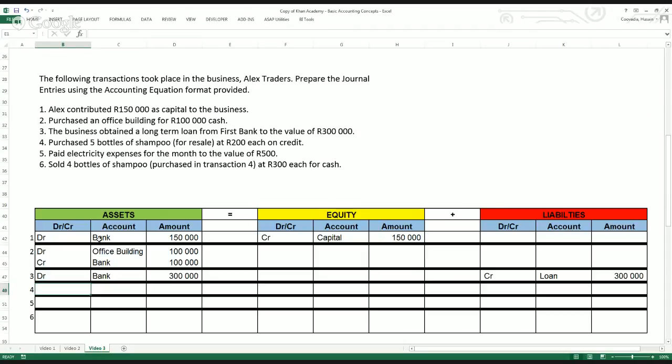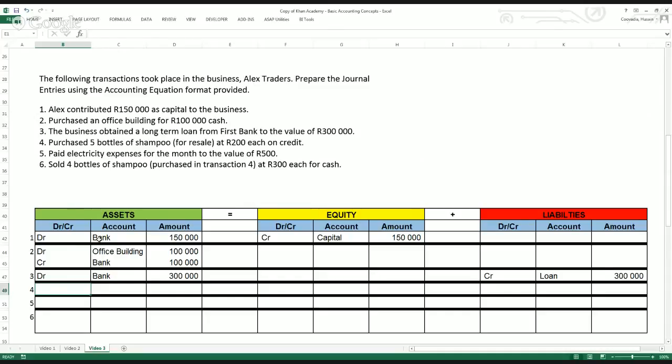So let's look at transaction number 4. Purchased 5 bottles of shampoo for resale at 200 Rand each on credit. So what's happening here? We are buying inventory for resale. So this is where the business now engages in its normal everyday activities. So let's identify which accounts are being affected.